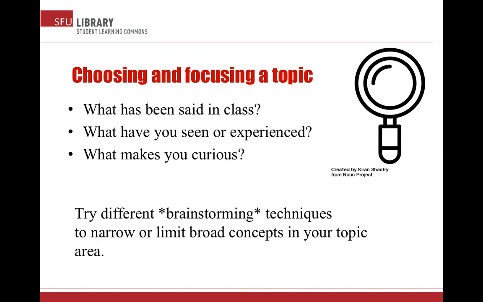So try different brainstorming techniques to narrow or limit broad concepts in your topic area. You might use an abstraction ladder where you're moving along different topics and narrowing them down. You might create a mind map. You might use thematic clustering or a compare and contrast table or some free writing. I use a combination of all of these, and I love to use post-it notes in a mind map formation or thematic clustering where I put them directly on the wall of my office as I organize ideas and decide what I'm going to write about.